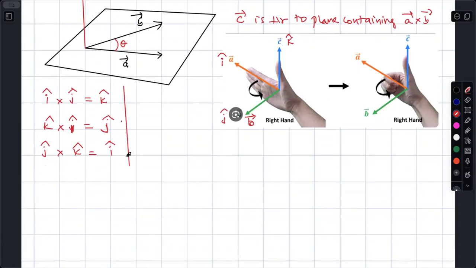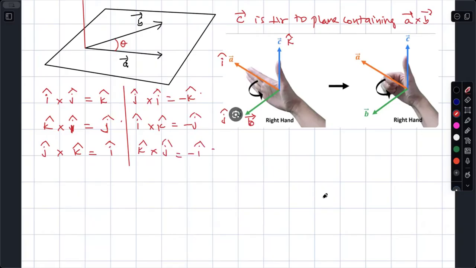result. For example, in this case, if you do J cap cross I cap, you need to write minus K cap. If you write I cap cross K cap, you need to write minus J cap. If you are writing K cap cross J cap, you need to mention it as minus I cap.